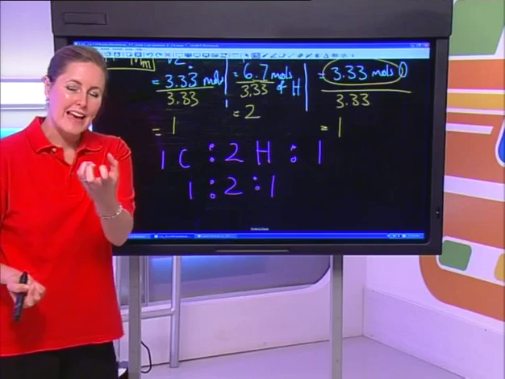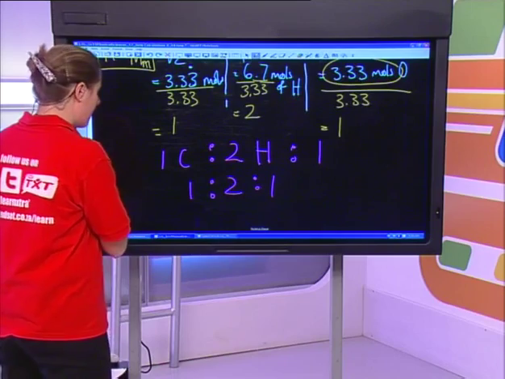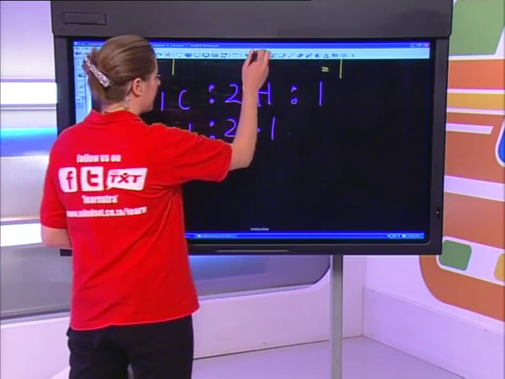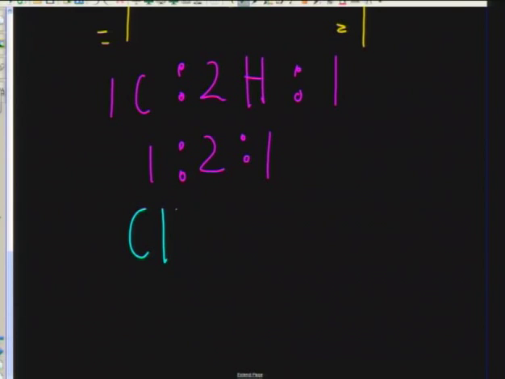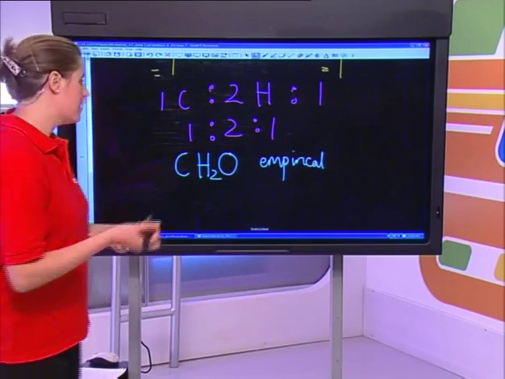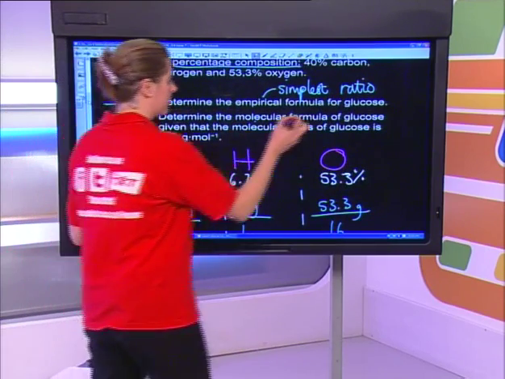So let's take that now, that simplest ratio, and get it into a formula. What we need to do is then write our final formula, and it's going to be carbon with a little 1, hydrogen, 2 of them, and oxygen. And that there is my empirical formula. Next we need to move on and answer the second part of the question, which was what was the molecular formula? Determine the molecular formula of glucose.